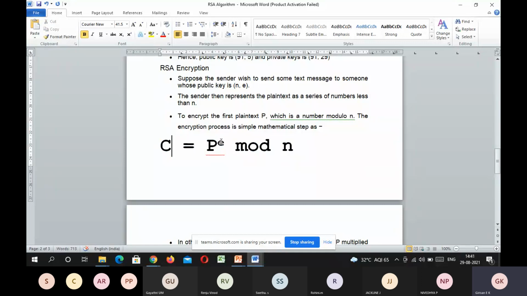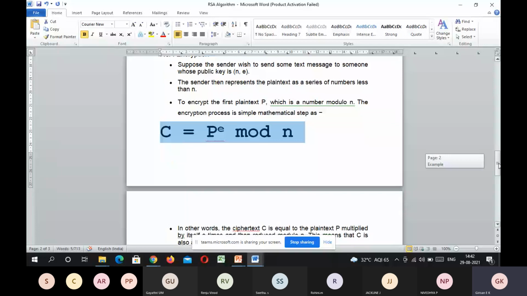So making use of the public key, we are able to generate the ciphertext as C is equal to P power E mod N, where P is the plain text and E is the public key. And N, as you already know, is P into Q. What is P into Q? They are two large prime numbers. So this mathematical step explains the way of generating the ciphertext from the public key.